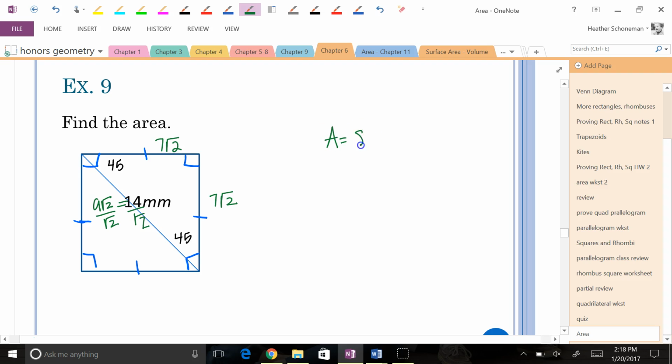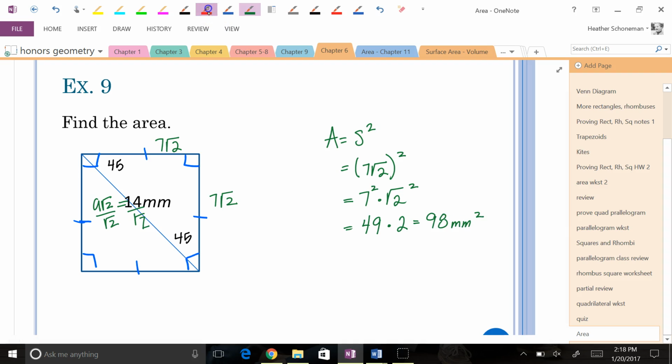The area of a square can be found by taking the sides squared. So I'm going to take 7 square root 2 and square it. When you square a radical, that's really 7 squared times the square root of 2 squared. And remember, 7 squared is 49. The square root of 2 squared is just 2. So that gives you a grand total of 98 millimeters squared for your area.